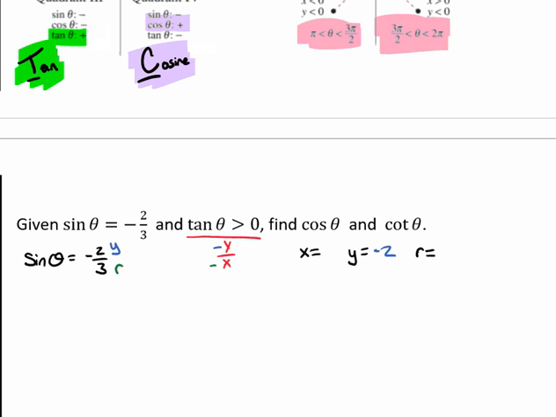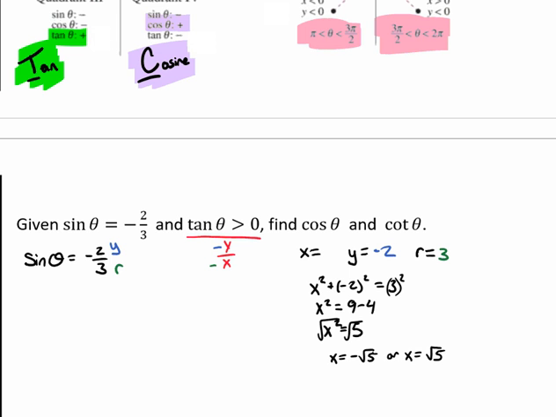So here we have a y value of negative 2 and an r value of 3. What we're missing is our x value. So we're going to use Pythagorean's theorem here. So we have x squared plus negative 2 quantity squared equals 3 squared. So we're going to go ahead and subtract over our 4, and we have 9 minus 4. So now from there, we're going to take the square root of 5.